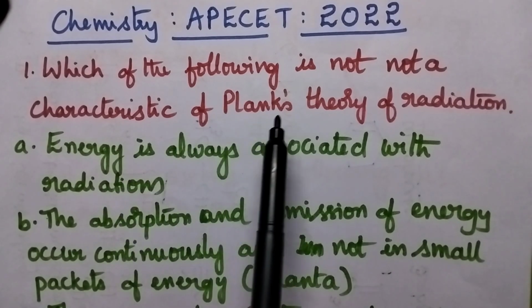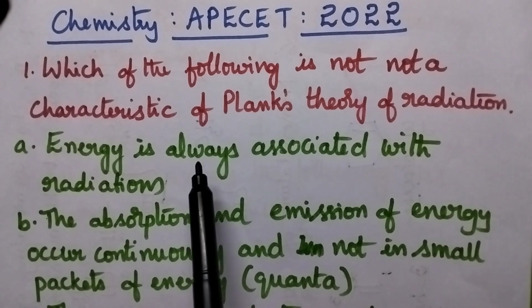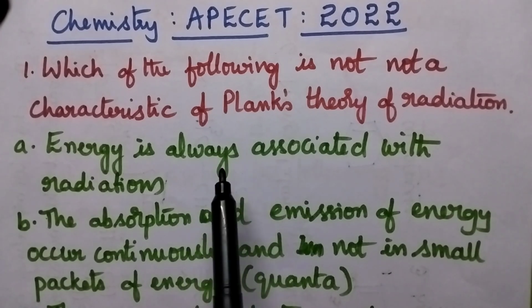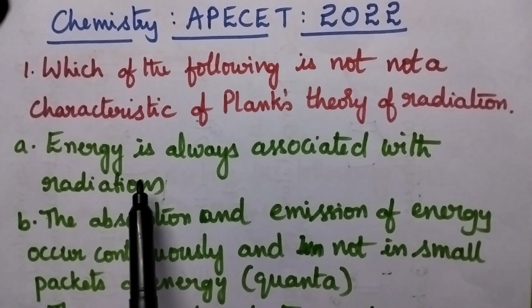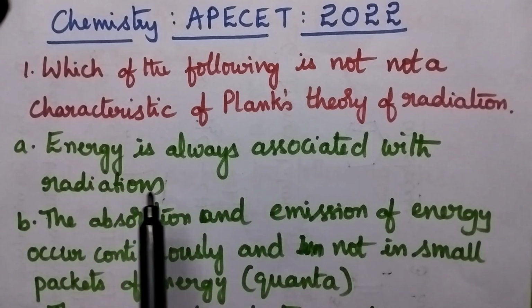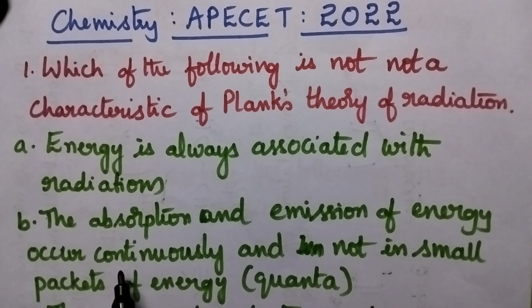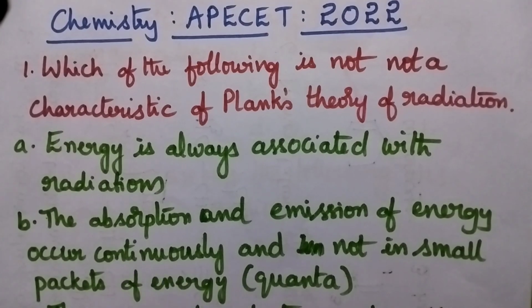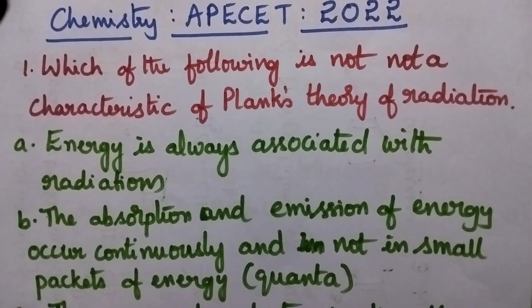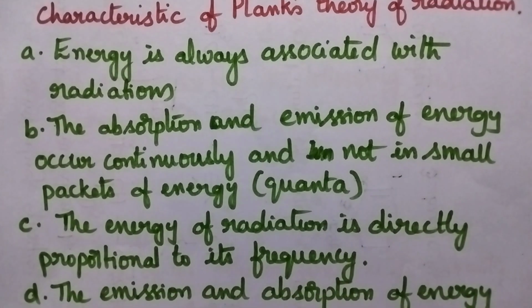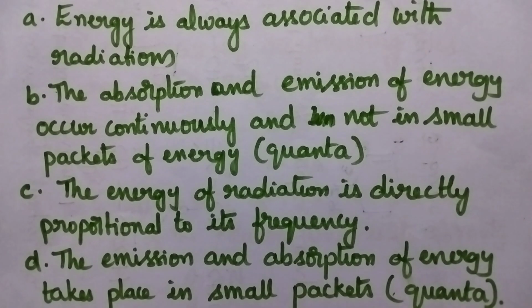Which of the following is not a characteristic of Planck's theory of radiation? Option A. Energy is always associated with radiations. Option B. The absorption and emission of energy occur continuously and not in small packets of energy. Option C. The energy of radiation is directly proportional to its frequency. Option D. The emission and absorption of energy takes place in small packets.